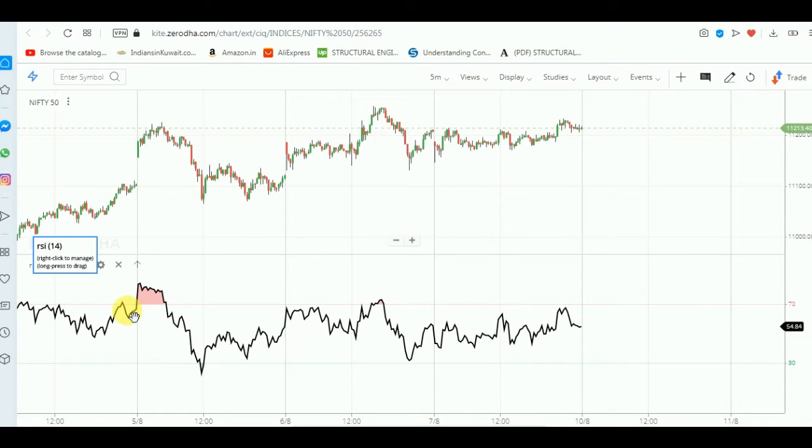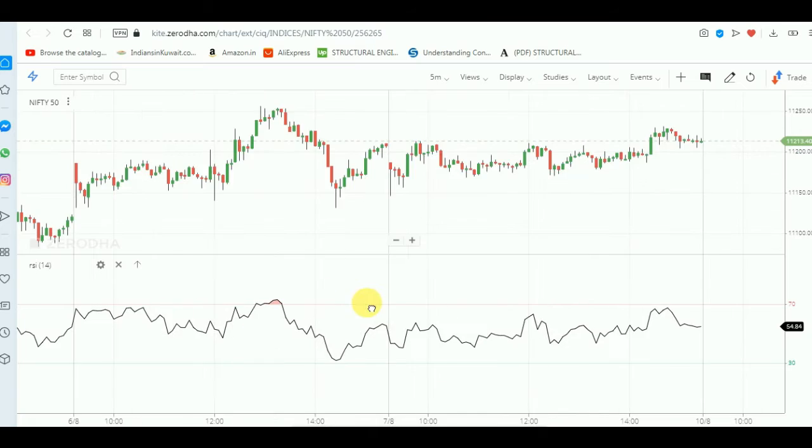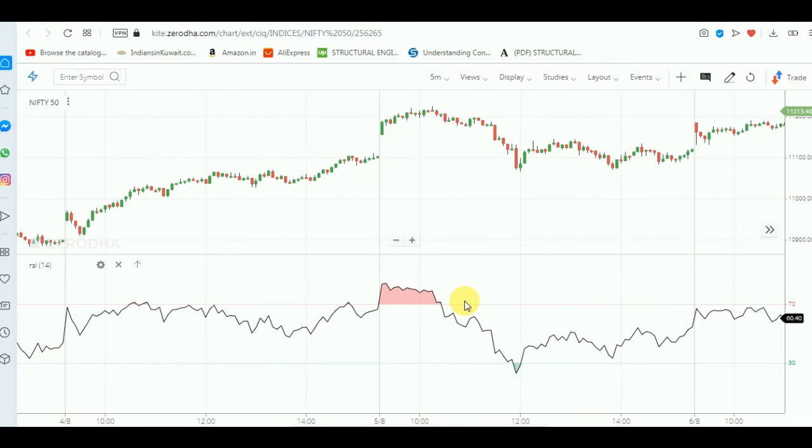So whenever this line goes above the 70 level, you can see the red shade, which means it is in the overbought position. And if it comes below the 30 level, here you can see, this region is called the oversold level. So below 30 you can see the green. This is how this indicator basically works.